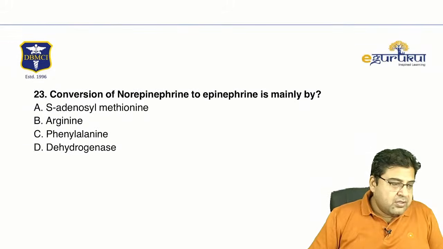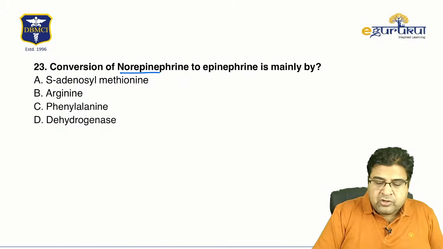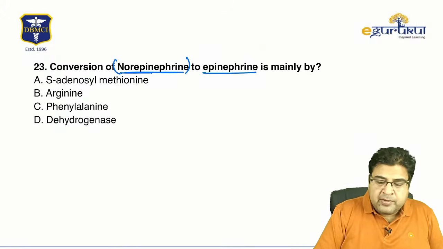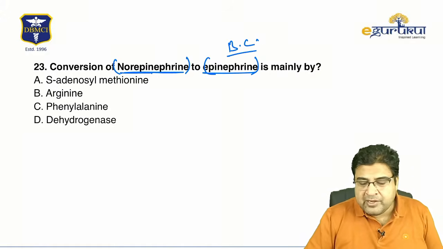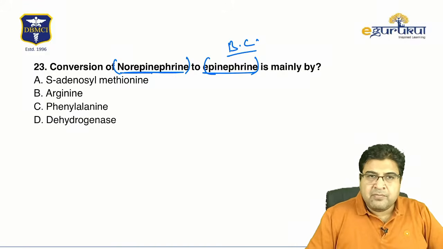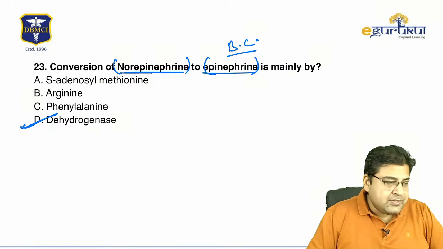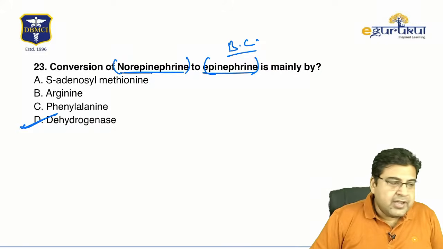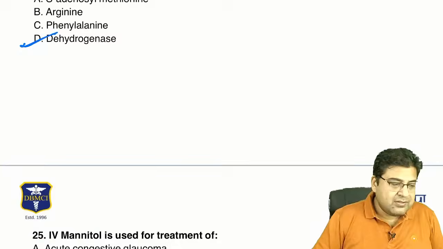Question number 23. Conversion of norepinephrine to epinephrine. It's a biochemistry question. Why it has come to pharma, I don't know. Conversion of norepinephrine to epinephrine is done mainly by the dehydrogenase enzyme. Question 23, answer is D.